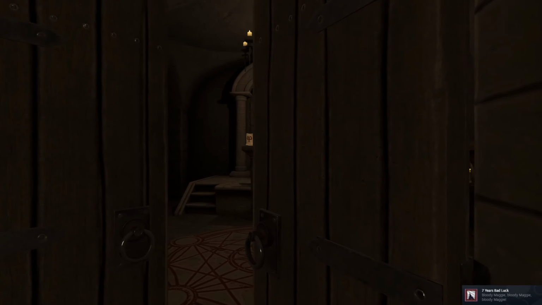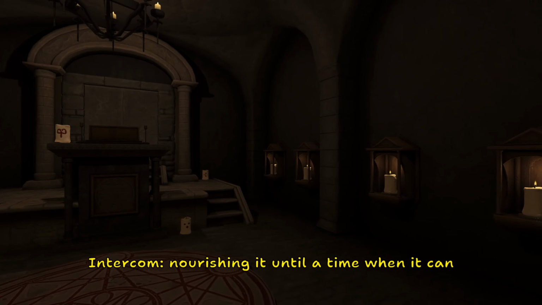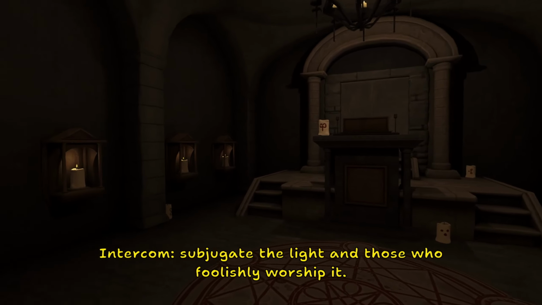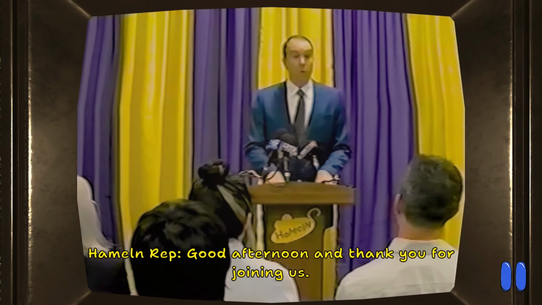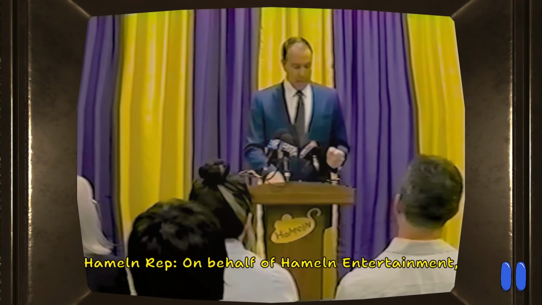Finally, Riley reaches the ritual room in the church. Here, all of Hameln's darkest secrets are revealed. The nature of Hameln's operators and employees is that of an extremist cult. They worship demons. They kidnap children to sacrifice to the demons, taking joy and meaning from it.